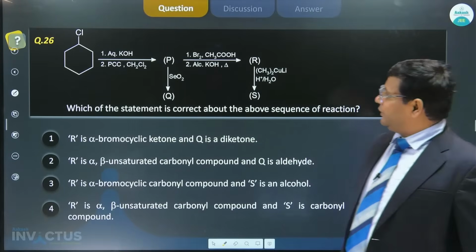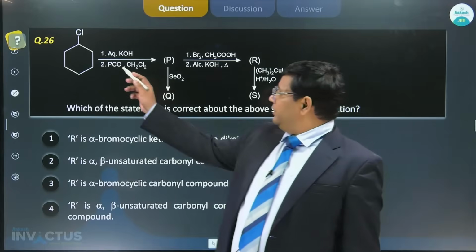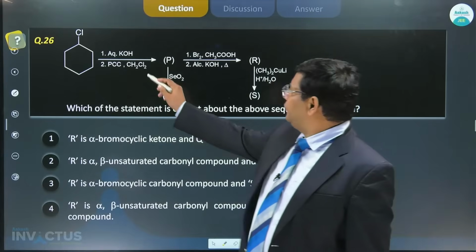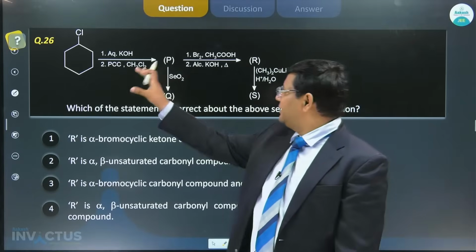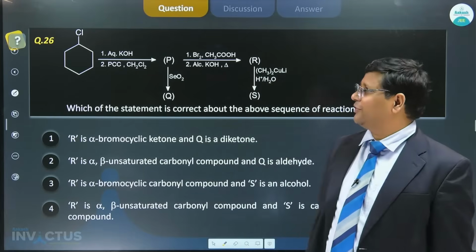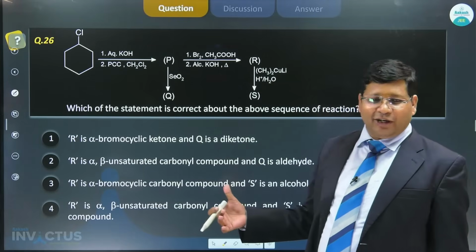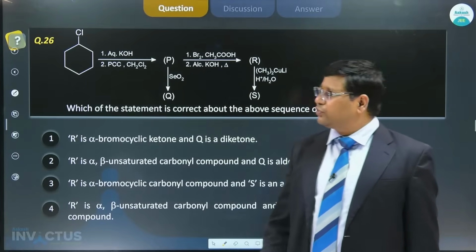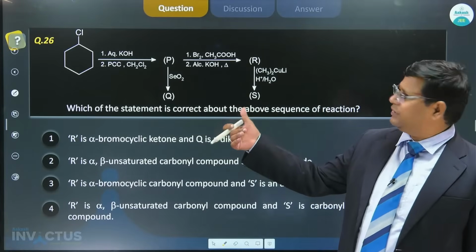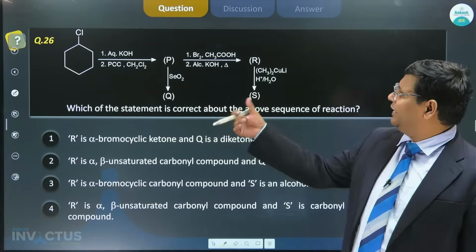In question number 1, a compound is given where aqueous KOH, PCC, CH2Cl2 and several chemical reagents are involved. We have to find out which option is correct about the sequence of the reaction. It's quite a simple question based on alkyl halides.